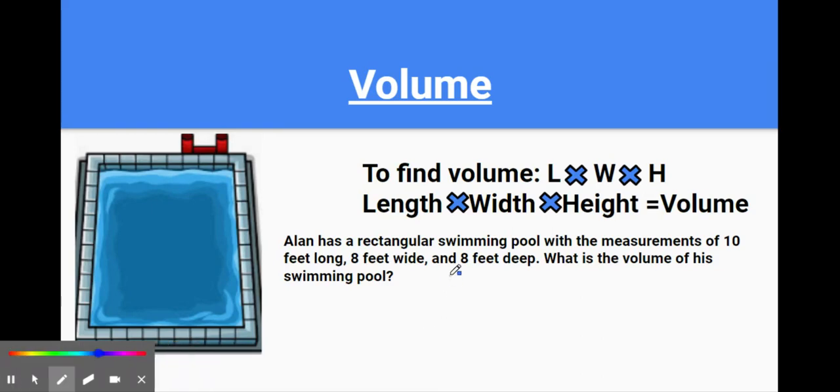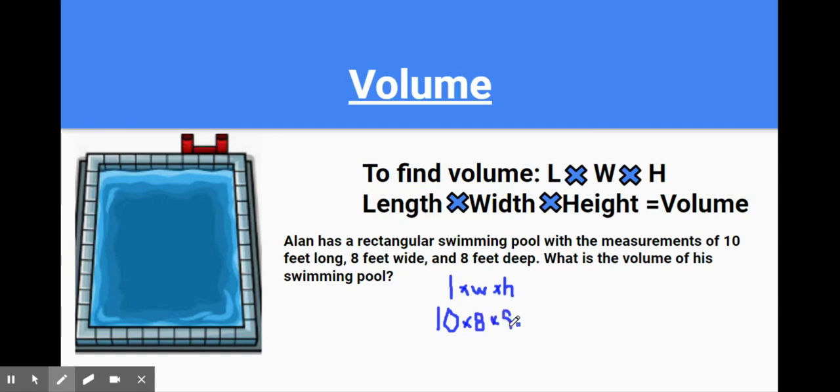Remember, it's length times width. What do we multiply next? Length times width times, yes, times height. Good job. So our length is 10. What is our width? Yes, it's 8. Times our height, or how deep it is, which is also 8.